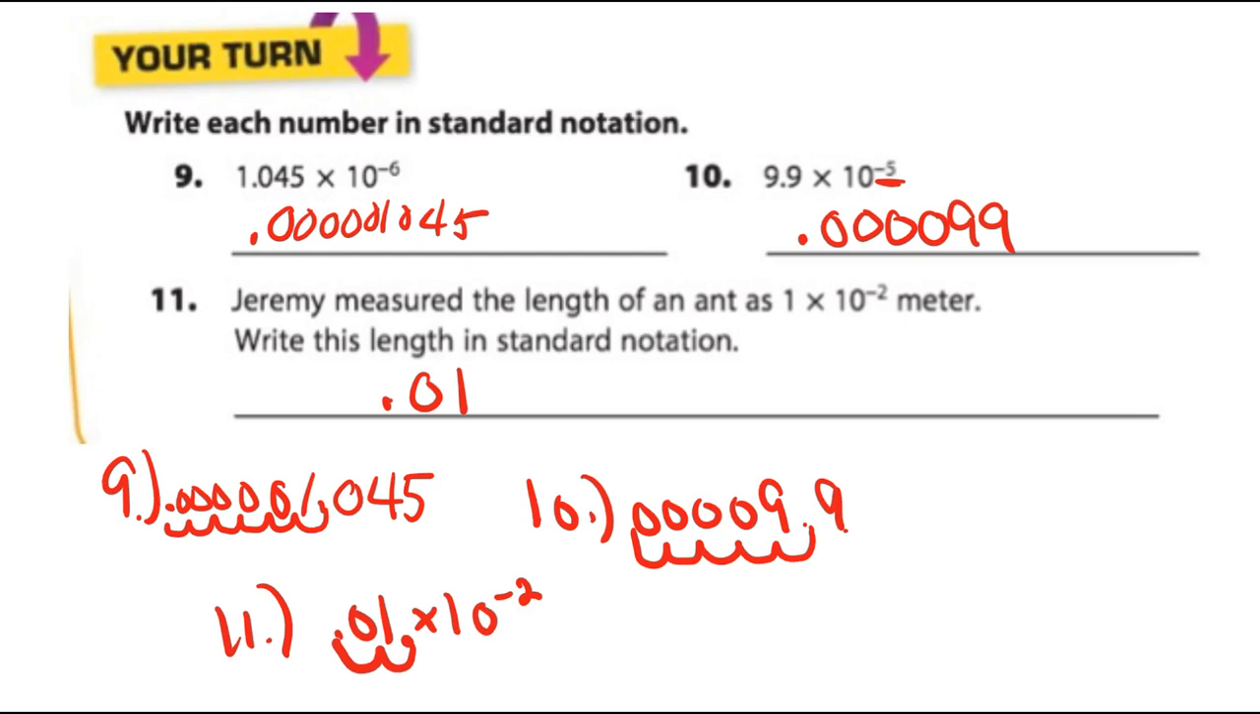So that is negative powers with scientific notation. It's not that much different from positive powers. It's just when you have a negative power, you know you have a really small number.